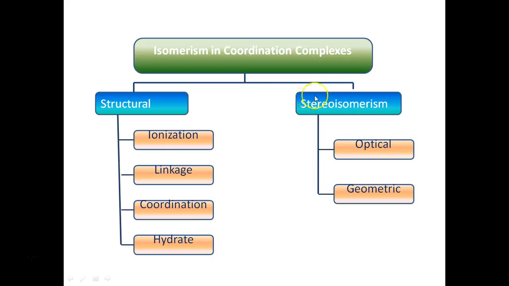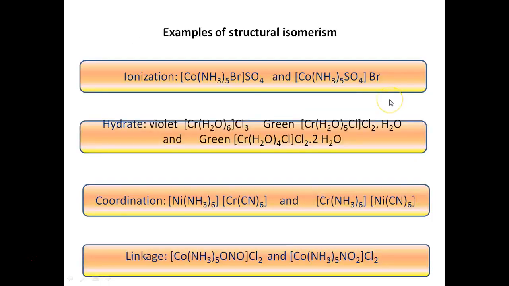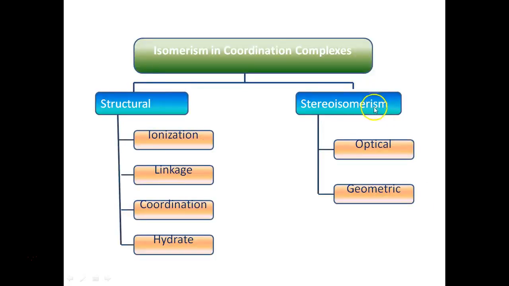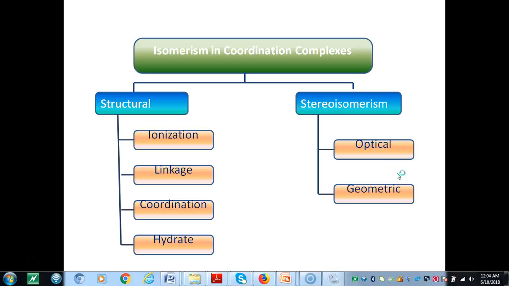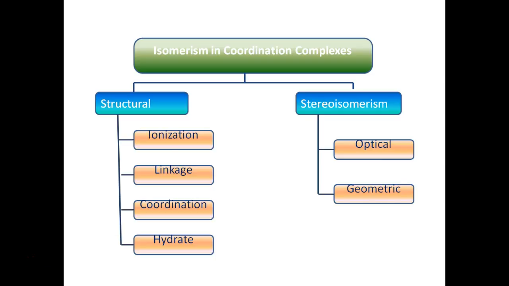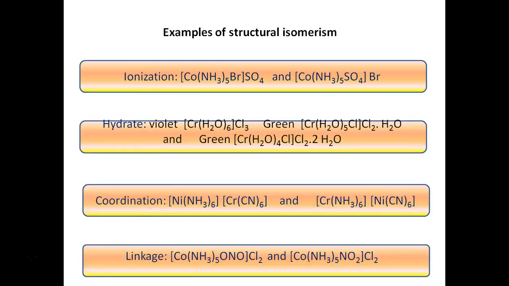Similarly, in the stereoisomerism category, there are two subclasses. One is optical isomerism, another is geometrical isomerism. So now we will try to explore each isomerism one by one. Now come to the different kinds of structural isomerism. The first one is ionization isomerism.